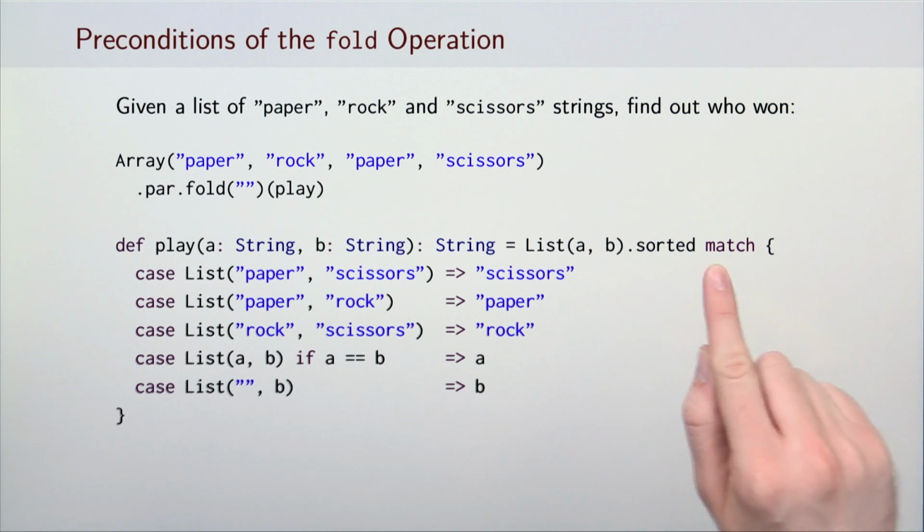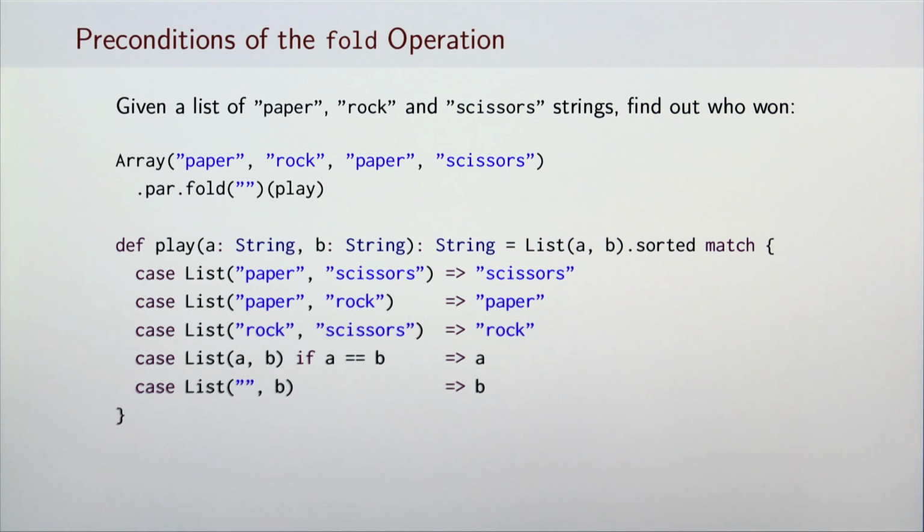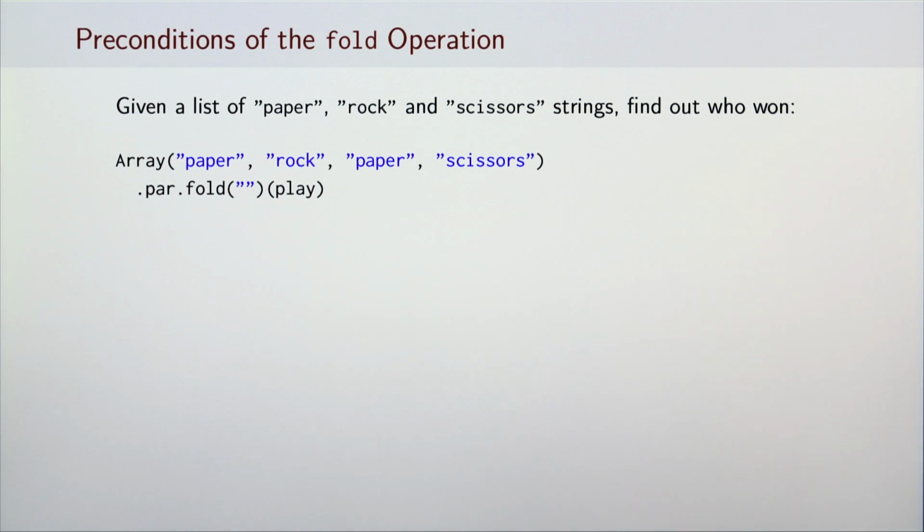We sort the two input strings and then pattern match the different cases. Between paper and scissors, scissors wins. Between paper and rock, paper wins. And between rock and scissors, rock wins. If the two choices are equal, then we return either of the two choices. The neutral element can mean no choice whatsoever, and then always the other choice is the winner. Let's execute this fold invocation and see what we get.